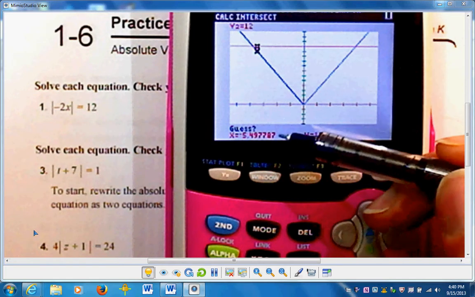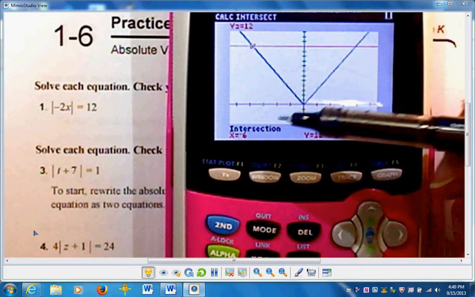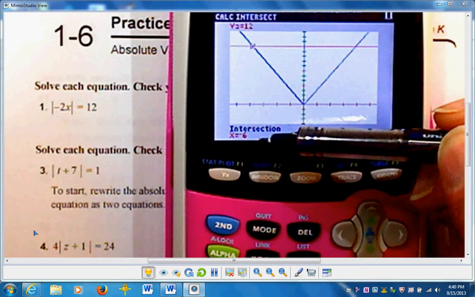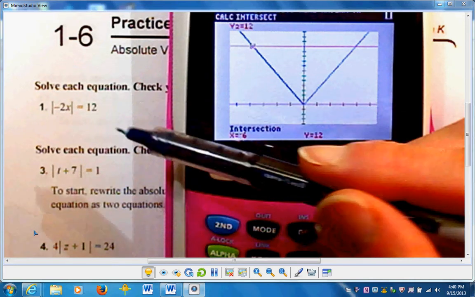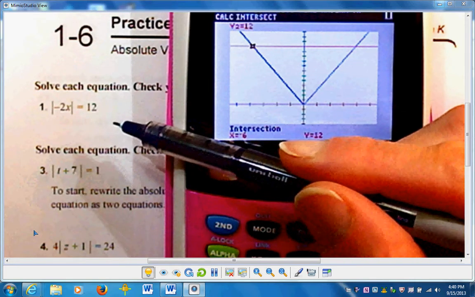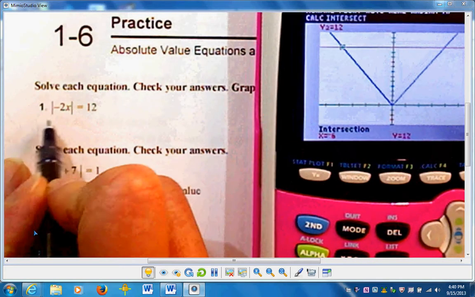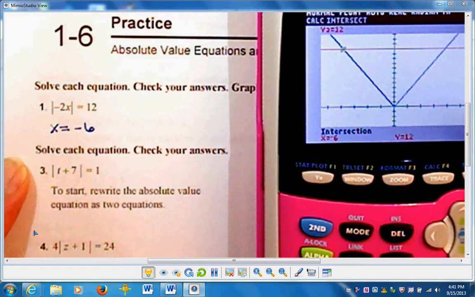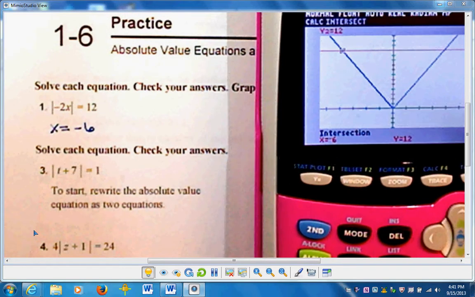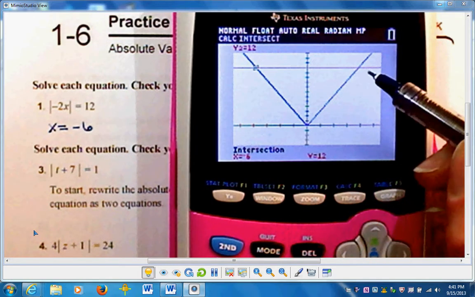Then it asks me if I want to guess. I don't ever guess. I just push enter again. So notice it says the intersection is where x is negative 6 and y is 12. So that means one of my answers for problem number 1 would be x is negative 6. So I'm going to write that right here. X equals negative 6. Okay, but we had another answer, don't we? We have an answer right here.